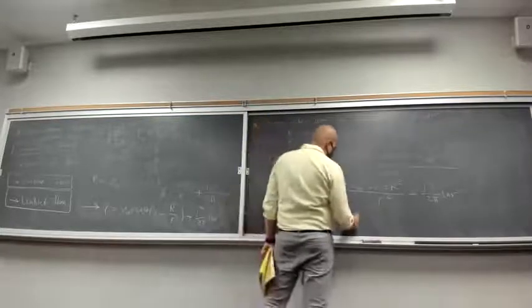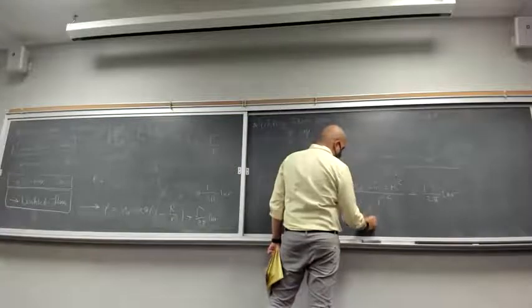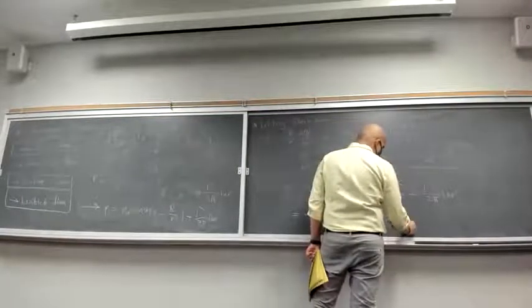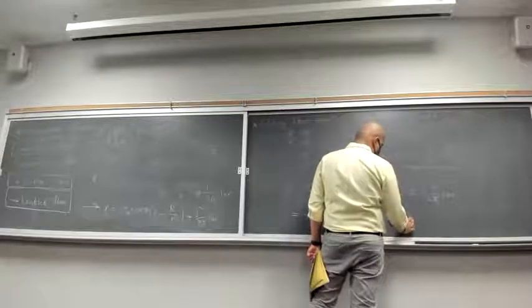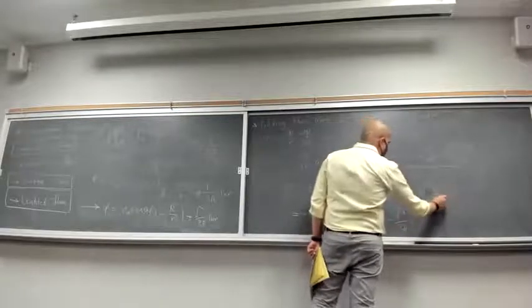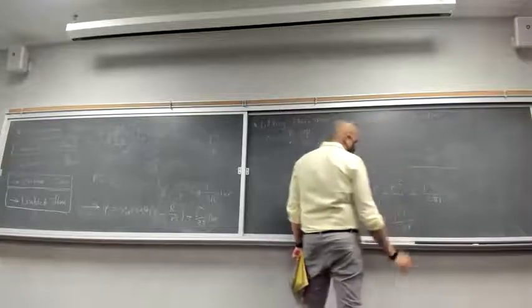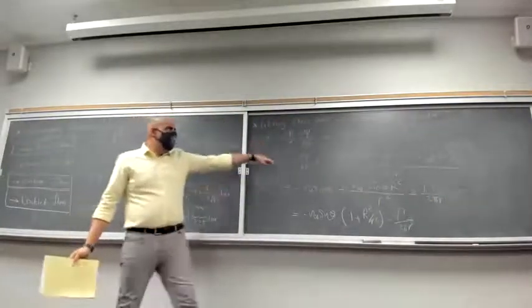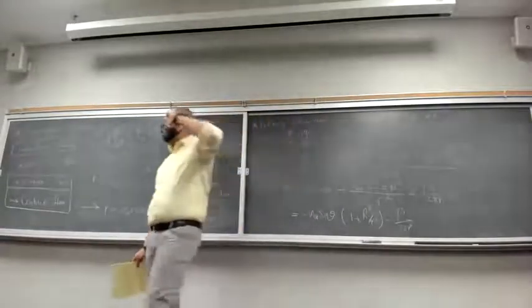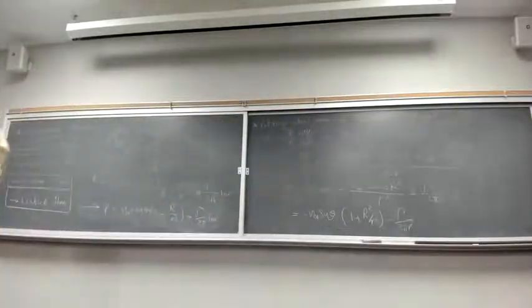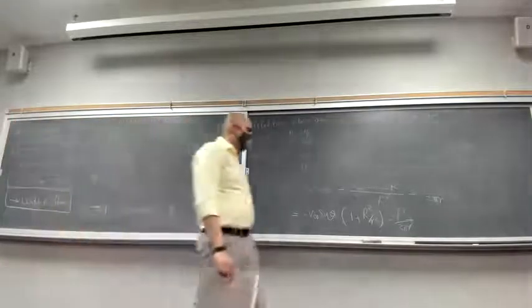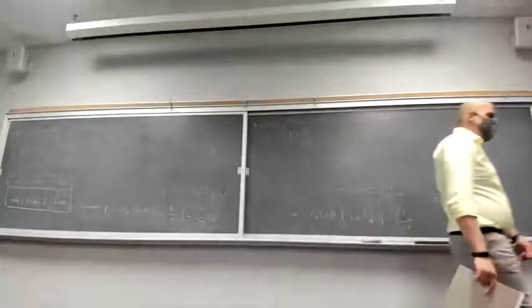We are going to get 1 plus R squared over r squared, minus gamma over 2 pi r. So we have V_r equals v infinity cosine of theta times 1 minus R squared divided by r squared, and we have v theta, which is negative v infinity sine of theta times 1 plus R squared divided by r squared, minus gamma over 2 pi r.